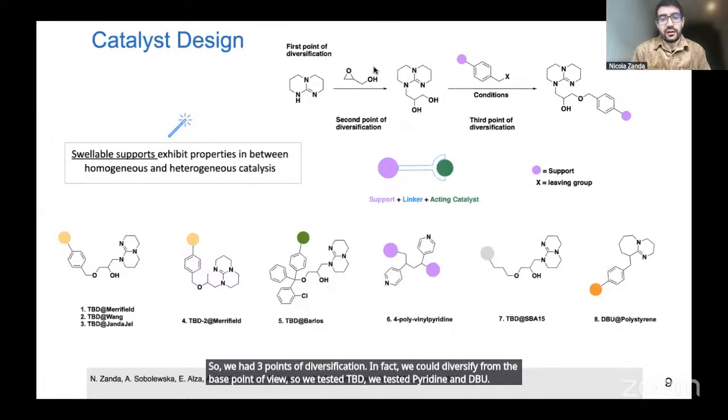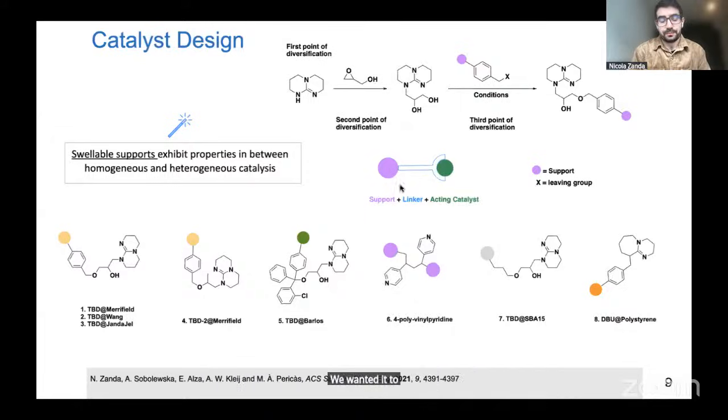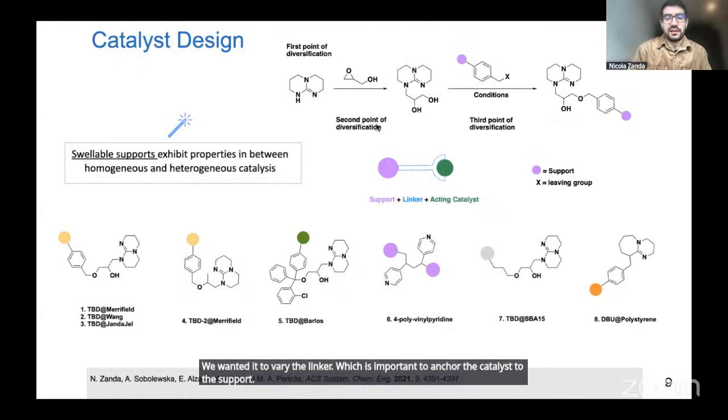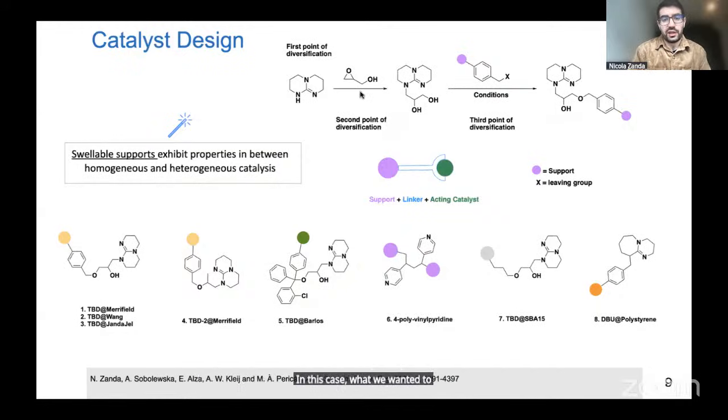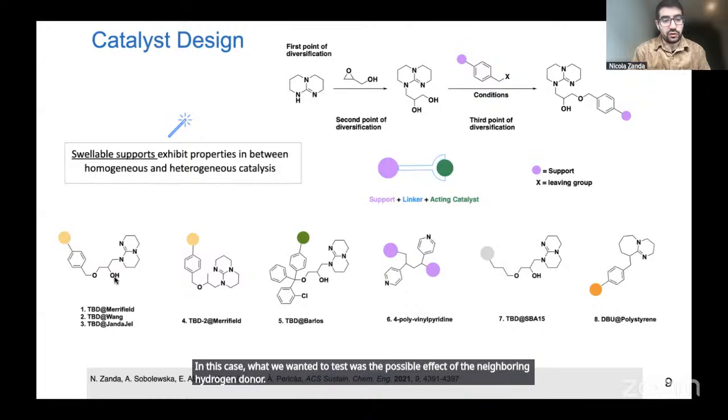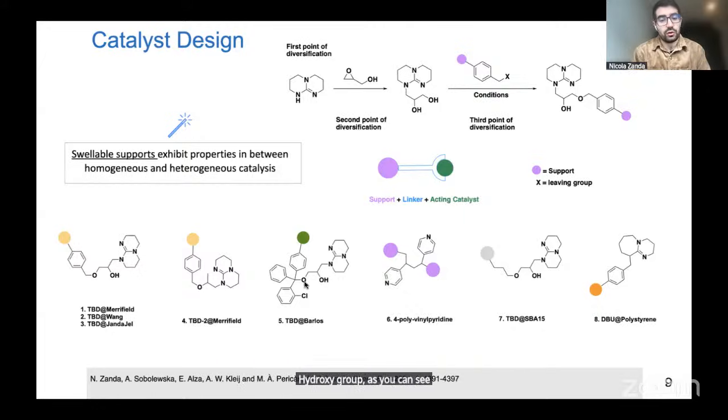We wanted to vary the linker, which is important to anchor the catalyst to the support. In this case, what we wanted to test was the possible effect of the neighboring hydrogen donor hydroxy group, as you can see in this catalyst, or its absence, as you can see here in catalyst number 4. Finally, the third point of diversification was the support.